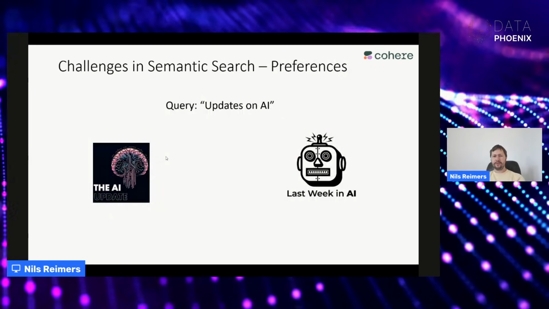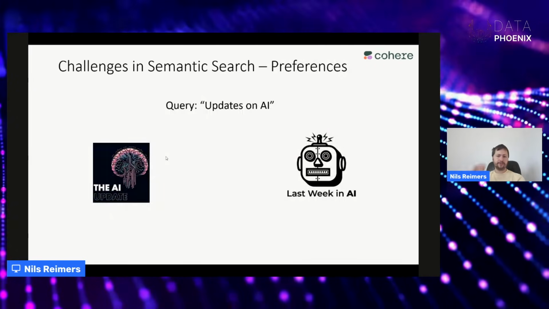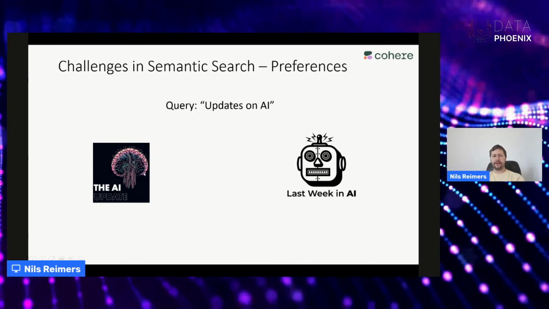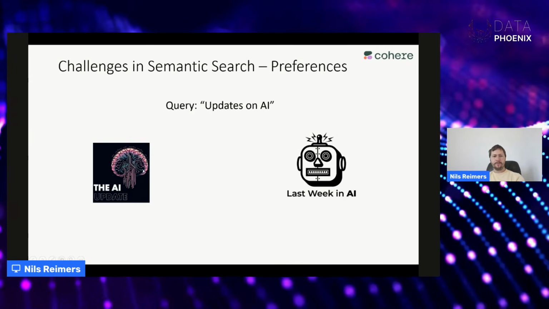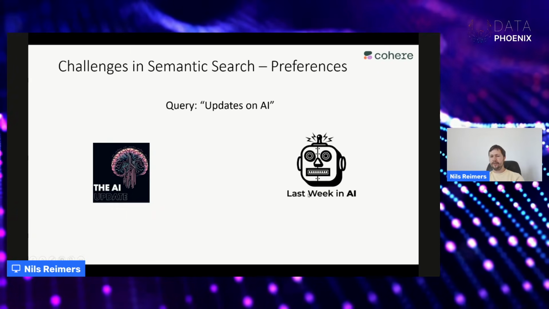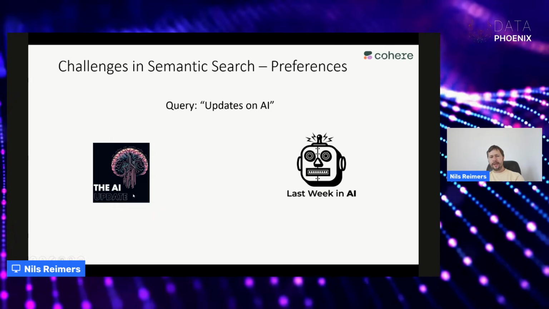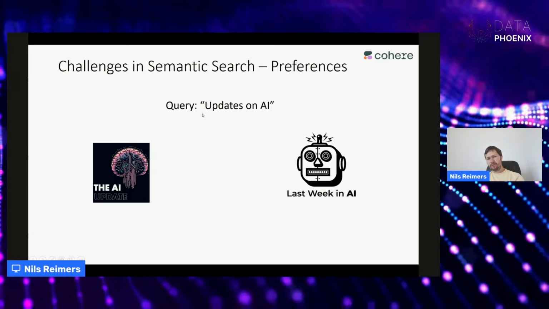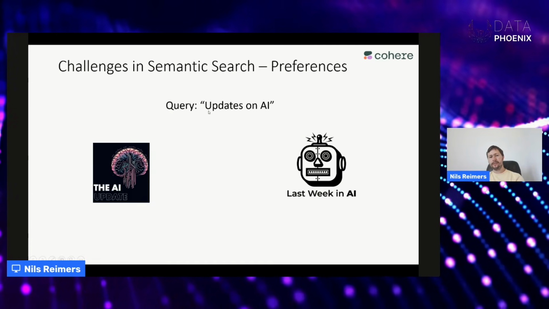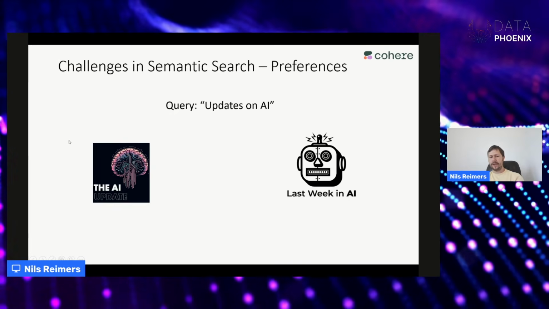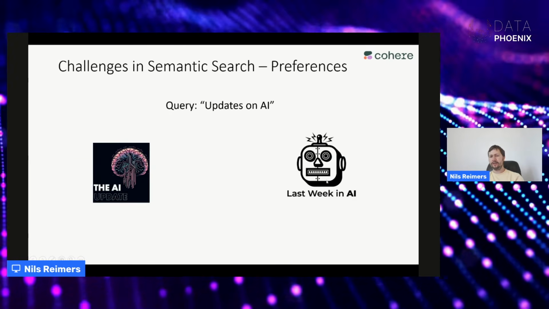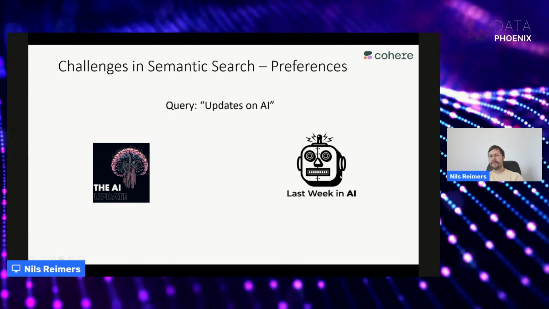Finally, semantic search just looks at the text level. So if you search for updates on AI, you have two podcasts. One is The AI Update, the other is Last Week in AI. The AI Update is a better semantic match to updates on AI than Last Week in AI. So you would show this podcast higher than this podcast.